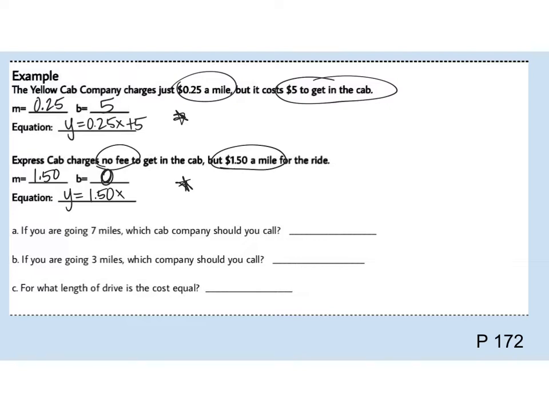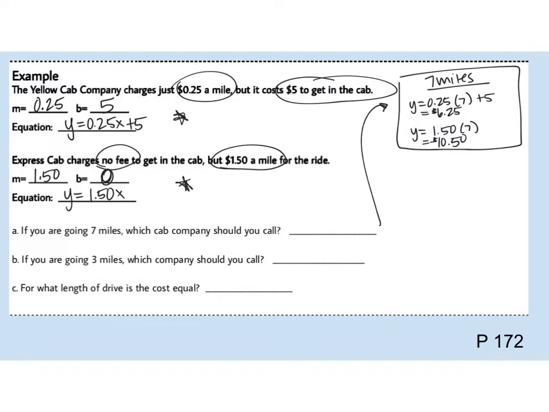That means I need to actually substitute in 7 for both of them. And when we substitute in the 7 miles, we notice that for Yellow Cab, it's going to cost me $6.25, and then for Express Cab, it's going to cost me $10.50. So if I'm going to be going 7 miles, I really should be calling the Yellow Cab Company.